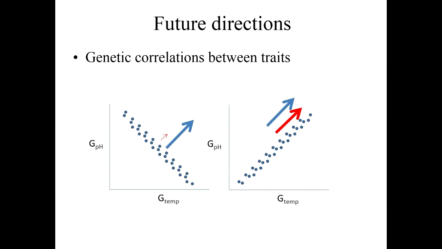And we need to understand how the genetic variation in the animals is structured. Are there negative correlations in genetic variation between, for example, sensitivity to pH and temperature? If there were, they might constrain the scope for adaptation. But if they were positively correlated, then selection on one could drag the other along effectively, and you could get really advanced and accelerated adaptation. So understanding how adaptation to multiple stresses works is going to be a real key as we move forward.